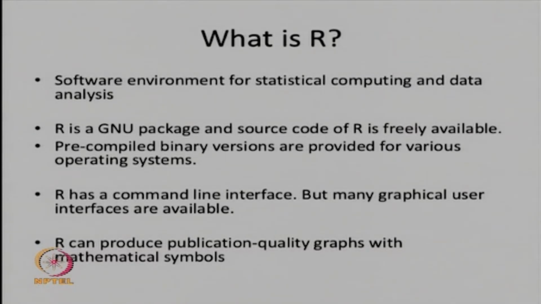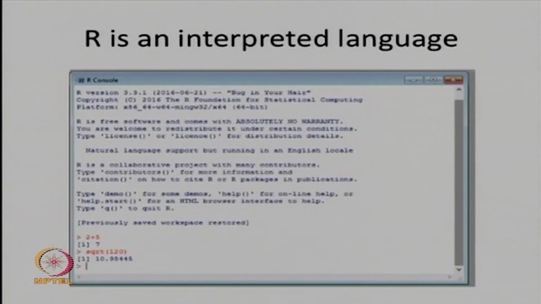Okay. So, R is essentially an interpreted language. This is a sample example of a console of R. As it is written clearly here, R is free software and comes with absolutely no warranty. You can download it from the net, and I will come to the details of how you can download it and how you can use it.